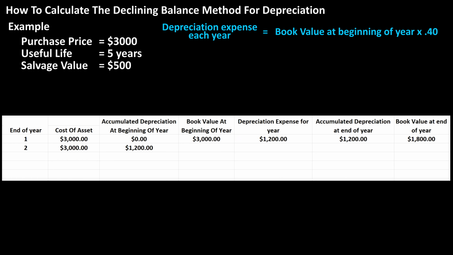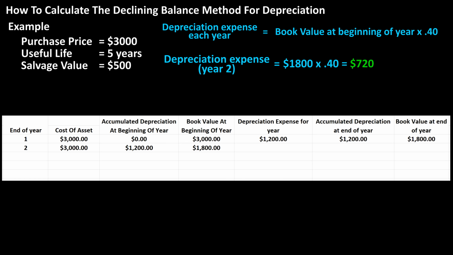The book value at the beginning of year 2 is the same as the book value at the end of year 1, which is $1,800. For the depreciation expense for year 2, we use our formula, and we have $1,800, the book value at the beginning of year 2, times the depreciation rate of 0.40, which calculates to $720.